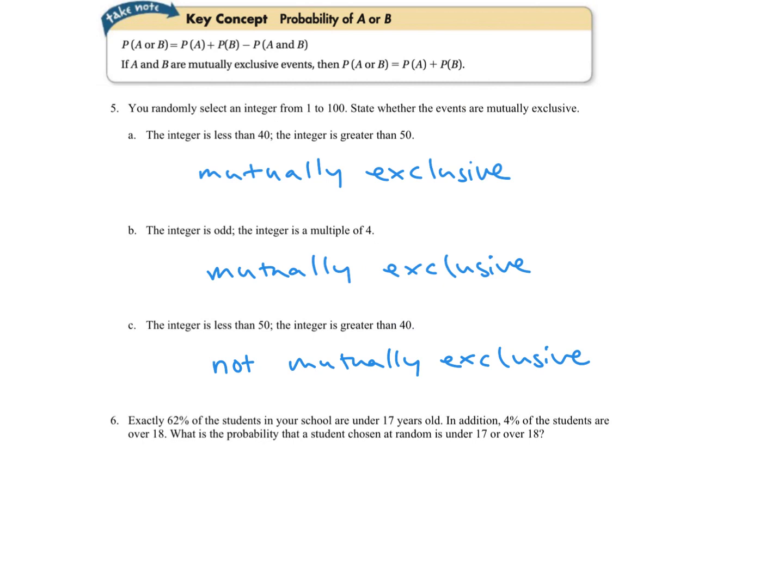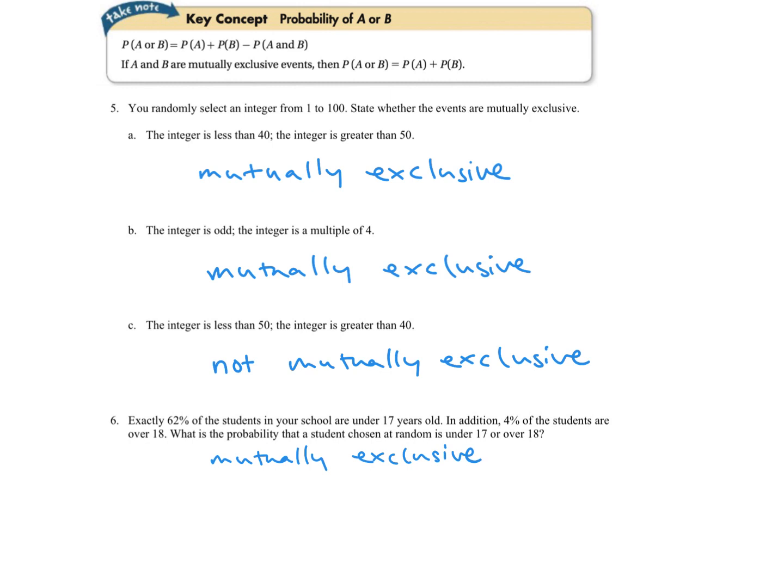Okay, so now we're going to do an example where we actually find the probability of event A or event B. Exactly 62% of the students in your school are under 17 years old. In addition, 4% of the students are over 18. What is the probability that a student chosen at random is under 17 or over 18? First, we need to determine if the events are mutually exclusive or not. And since if you choose somebody who's under 17, they're not also going to be over 18, these events are mutually exclusive.